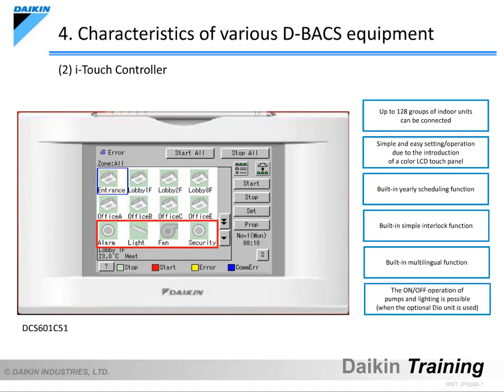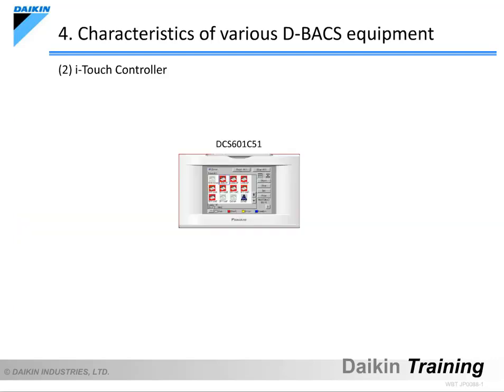The ITouch controller allows the on-off operation of other building equipment besides the air conditioning system, such as pumps and lighting. It also features a function that controls the air conditioning units upon receiving a signal from an external device. To realize this, however, it is necessary to use an optional digital input-output unit, as well as conduct on-site wiring work. Let's now take a look at the system configuration.